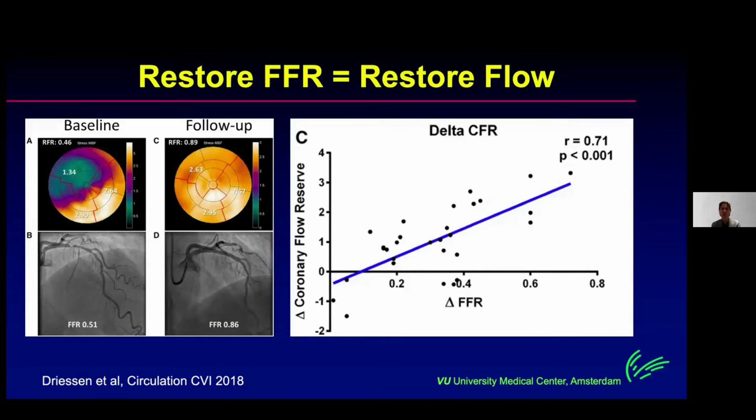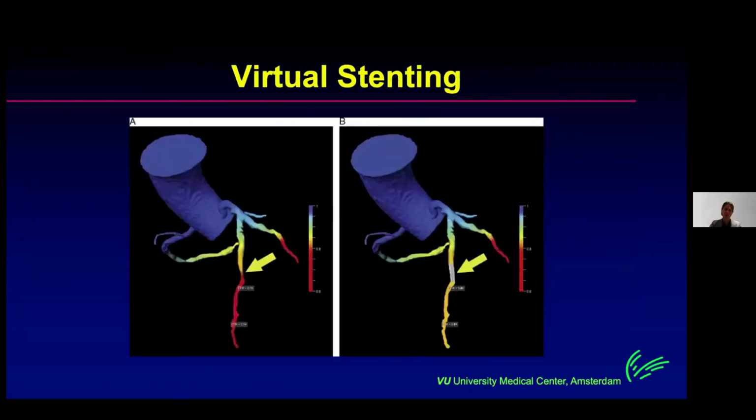is restoration of flow. This is also from our center, where we computed what the delta fractional flow reserve was in the delta coronary flow reserve as measured by PET. And if you can compute this on baseline with CT coronary angiography, then you can refer this patient either for no intervention, intervention by stent, or intervention by coronary bypass surgery. And so these are all very important types of decisions for your patient management.